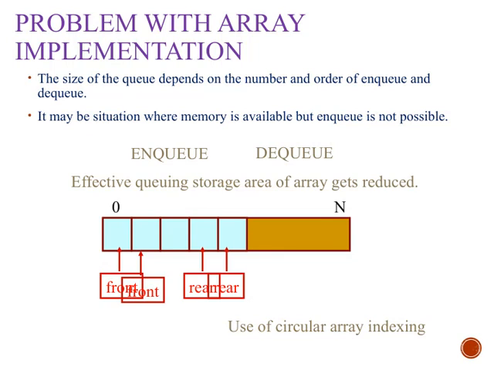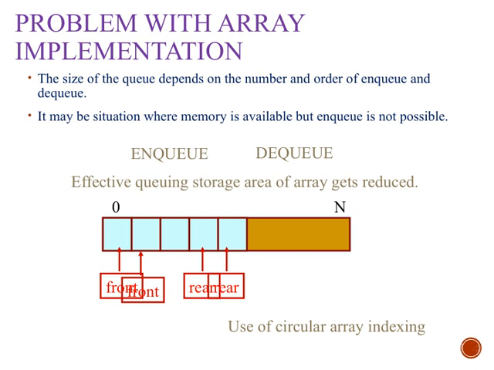Let's take a closer look at the problem with array implementation for queues. The key issue here is that the size of the queue isn't fixed. It actually depends on the number of elements, as well as the order in which we perform enqueue and dequeue operations. Sometimes, even if there's enough memory available, we might find that enqueue operations are no longer possible.